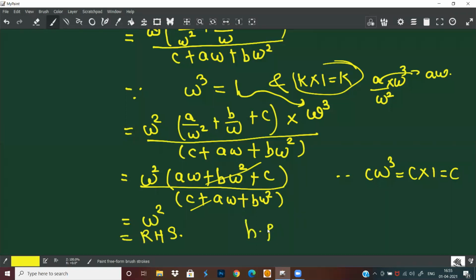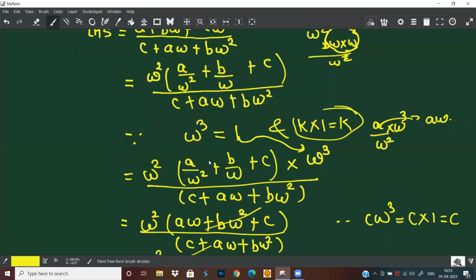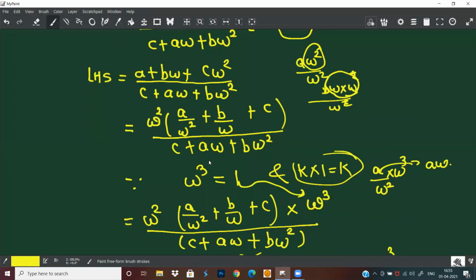एक बार पूरा देख लो. This is the numerator, this is the denominator. Numerator से मैंने omega square common निकाला because that is my required RHS. So it's like I multiplied ऊपर नीचे by omega square. Here I multiplied ऊपर नीचे by omega, and this is as it is. Then I will not touch this omega square. I have to cancel logically.